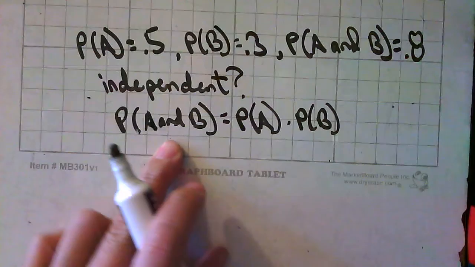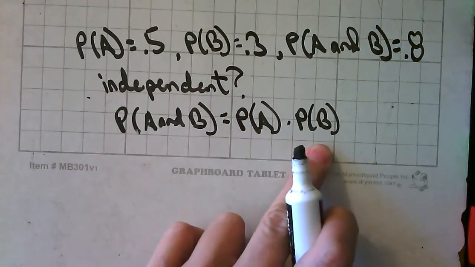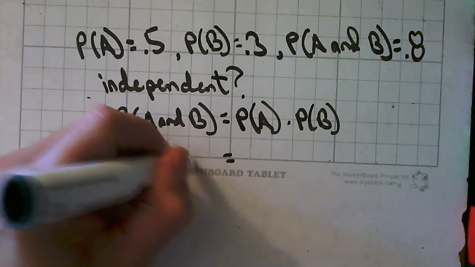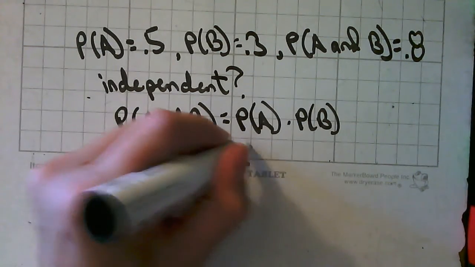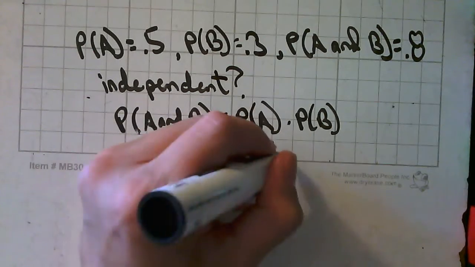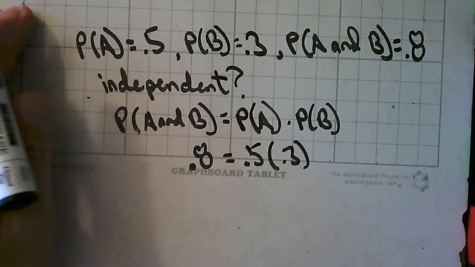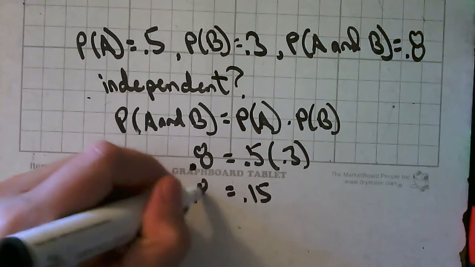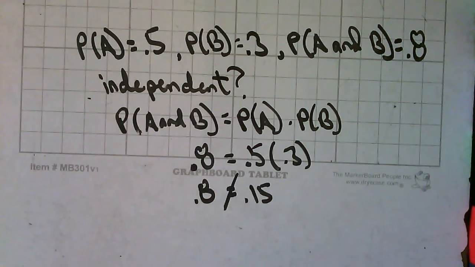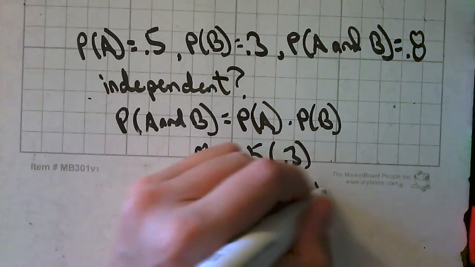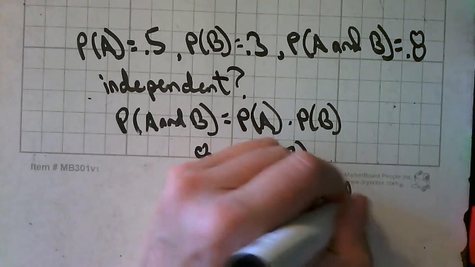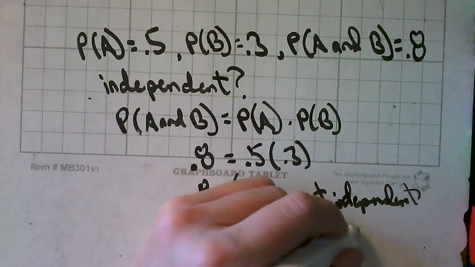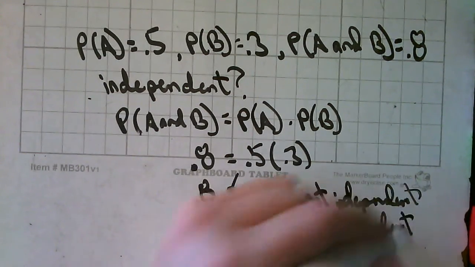So this is our formula. P(A and B) is P(A) times P(B) if it's independent. It talks about times. So A and B is 0.8, A is 0.5, B is 0.3. If we multiply these two together, we're going to get 0.15. This is not equal, so this is not independent. So we would say that these are dependent events. Okay.